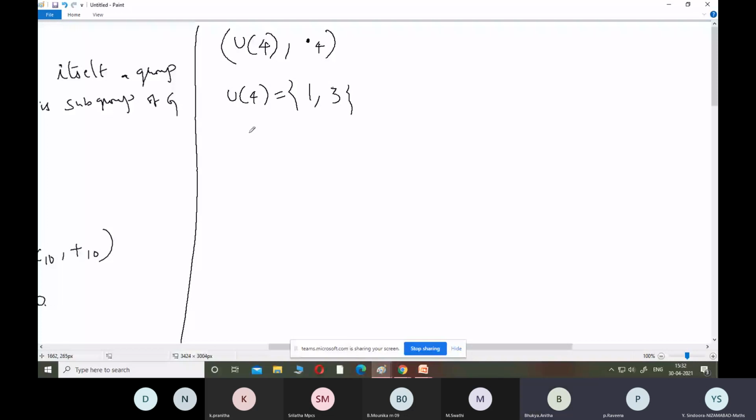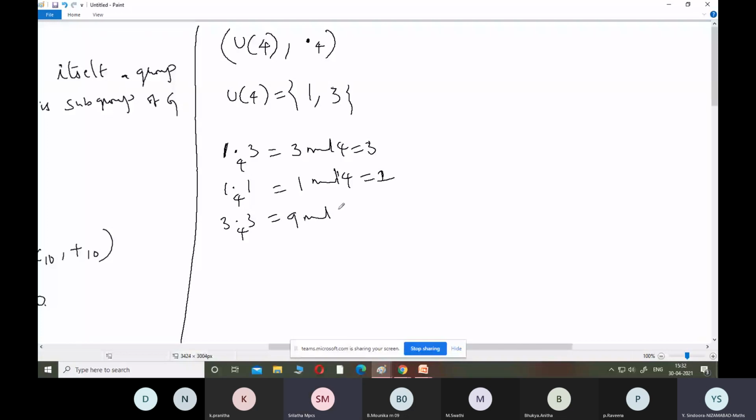If I take 1 into 3 modulo 4, what is 1 into 3 modulo 4? 3, madam. 1 into 3 is 3, and 3 modulo 4 is nothing but 3 for us. In the same way, 1 into 1 modulo 4 is 1 modulo 4, which is equal to 1 for us. If I take 3 into 3 modulo 4, what is it? 9. Okay, 9 modulo 4 is nothing but 1. Very good.